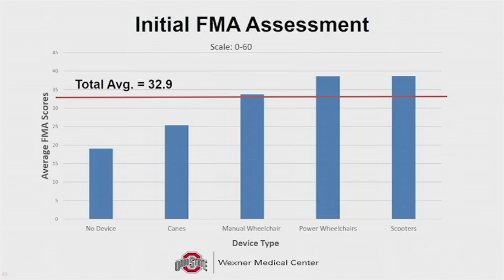So from my standpoint, this is where things get a little interesting. On the left-hand side, we have the average FMA score. Our scale is from 0 to 60 because we sum all the scores together, the 10 categories, where each has a possible score of 6, so you get up to 60. And our average, across the board, is 32.9. Not surprising to me is that people who are using no device or are using a cane are lower than the average. People who are using power wheelchairs and scooters are above average, and manual wheelchairs right in the middle. This is just what it is.